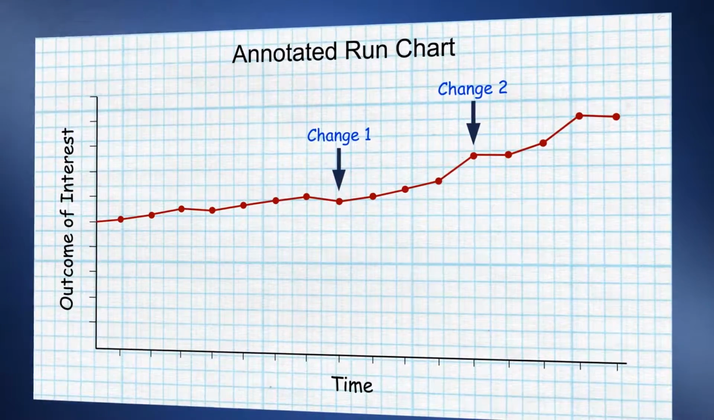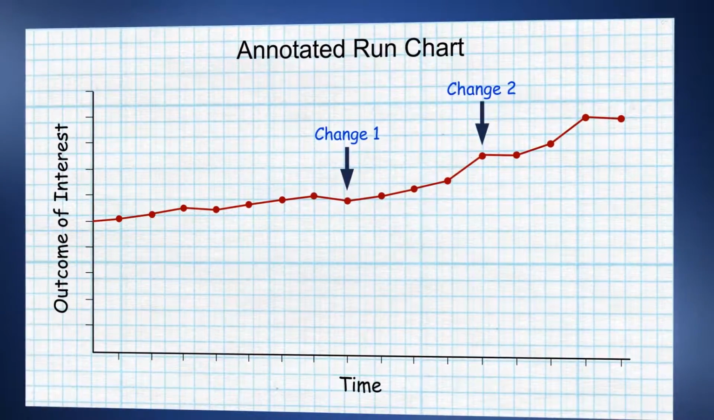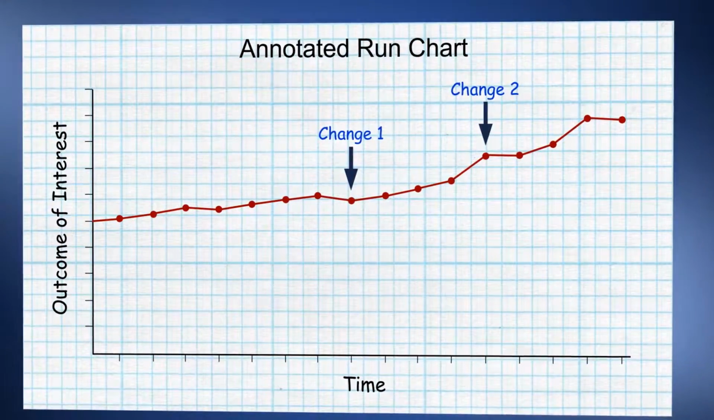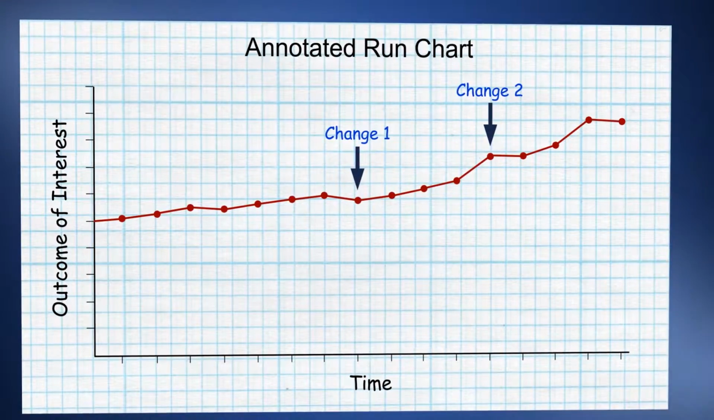Annotated run charts answer the second question. Your primary annotated run chart derives from and links directly back to your aim statement. It tracks the outcome defined in your aim statement over time. As you introduce change, it will give you objective information to tell whether your change actually produced improvement.